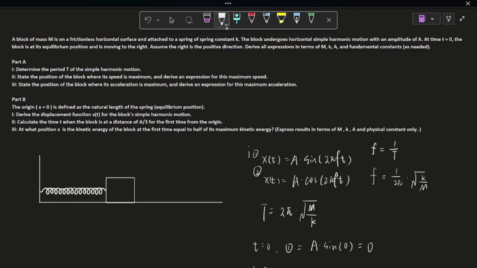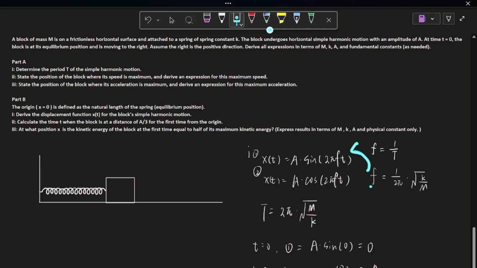T is equal to 0. The second equation is equal to A times cosine 0, which is equal to A, because cosine 0 is equal to 1, right? What this means is when t is equal to 0, the block is at its maximum distance from the equilibrium, which is against the question, so it is not correct. So we're supposed to plug f into the first equation.